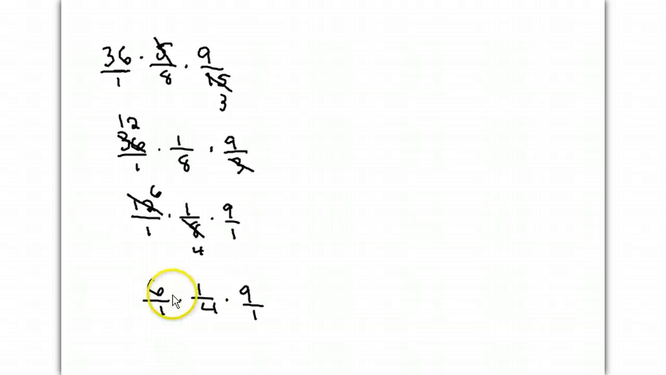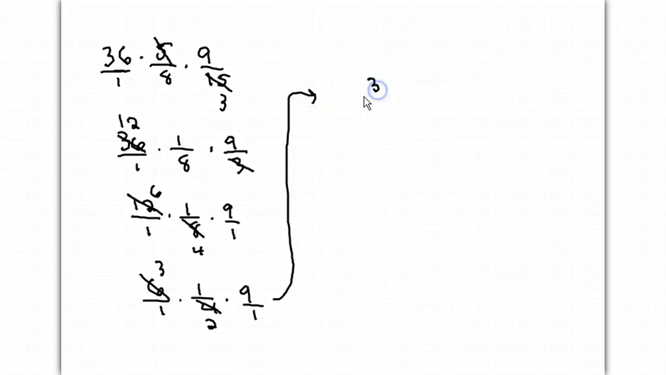So I see 4 and 6 are also even, so they both can be reduced by 2 as well. So this becomes 3 and this becomes 2. So what I end up with, coming back to the top, is 3 over 1 times 1 over 2 times 9 over 1. And everything is reduced at this point.